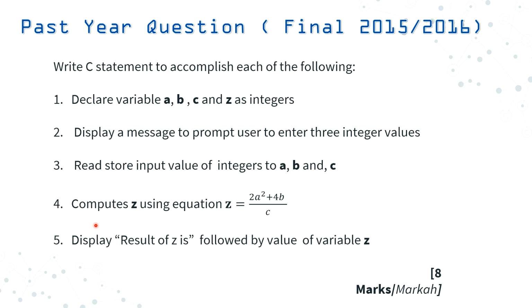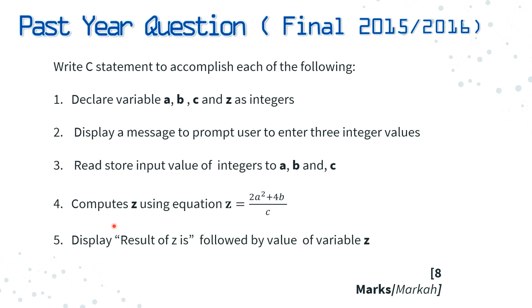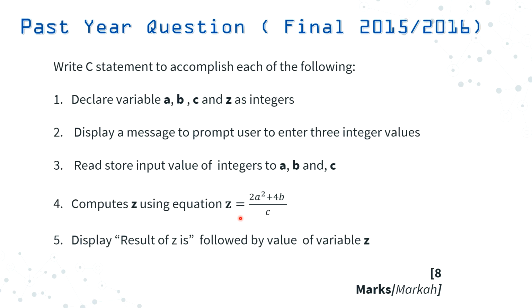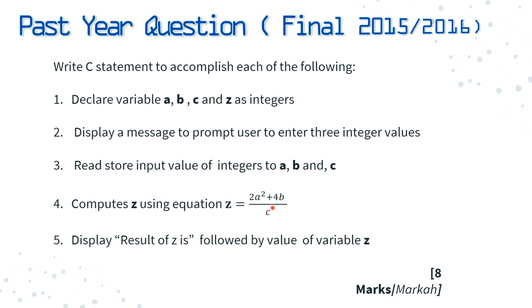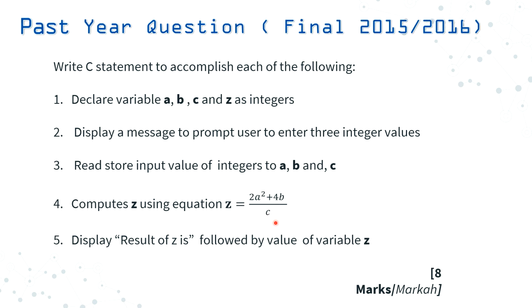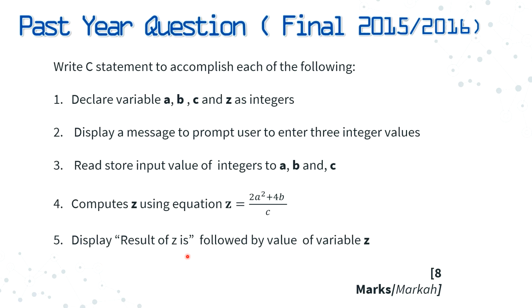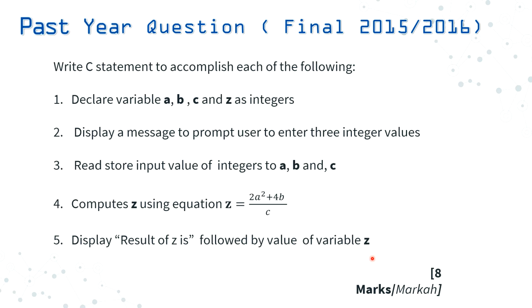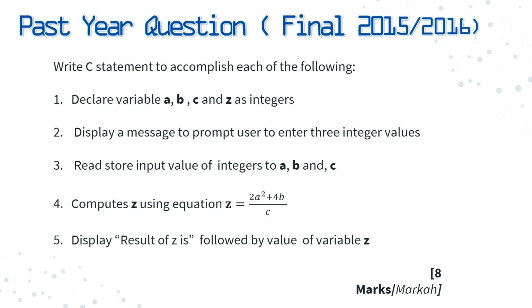Fourth, compute Z using the algebra equation: Z equals 2 times A squared plus 4 times B, and all divided by C. And finally, display the result of Z with this string followed by the value. So let's look at the solution on the final slide.